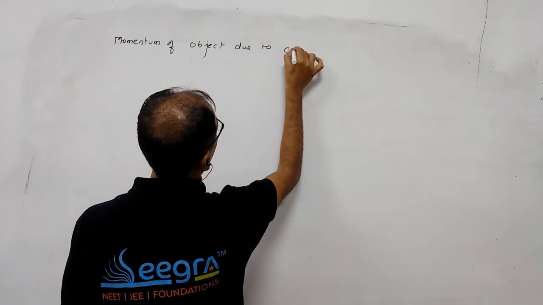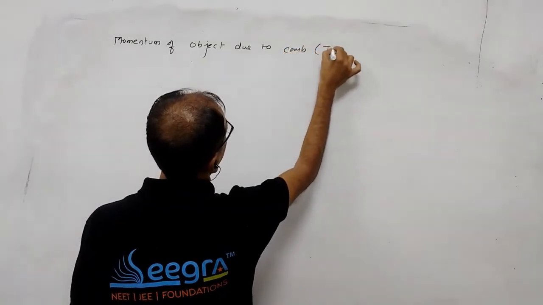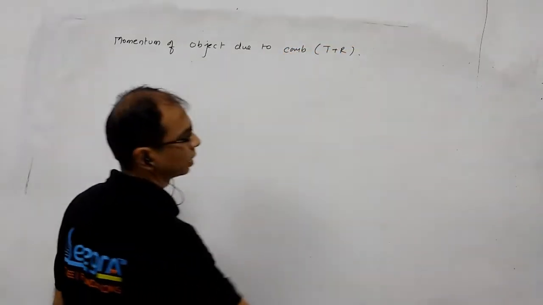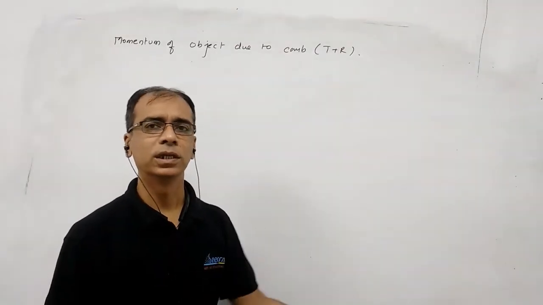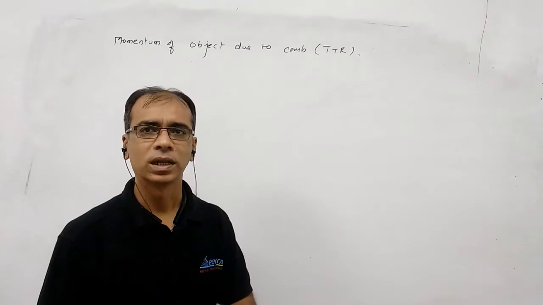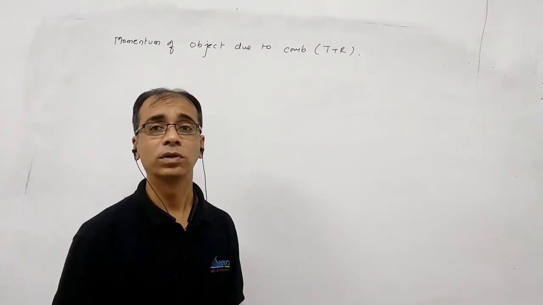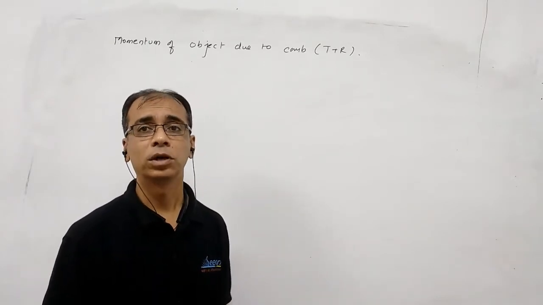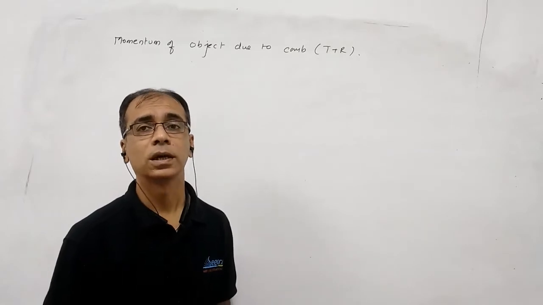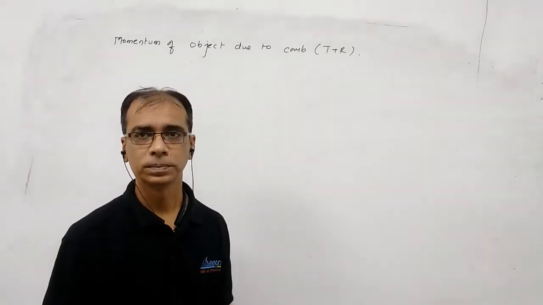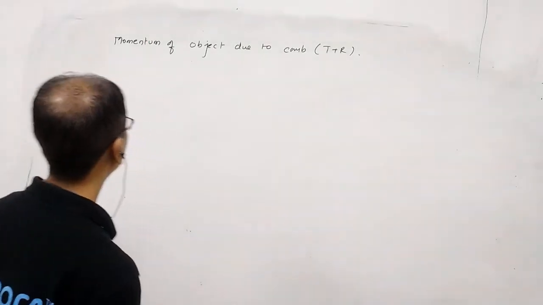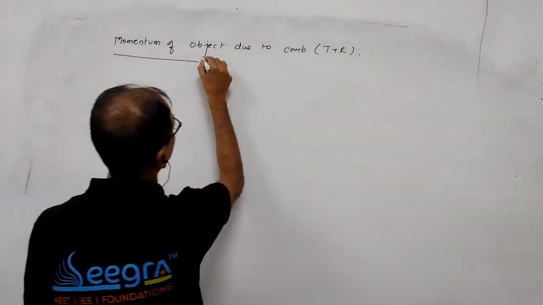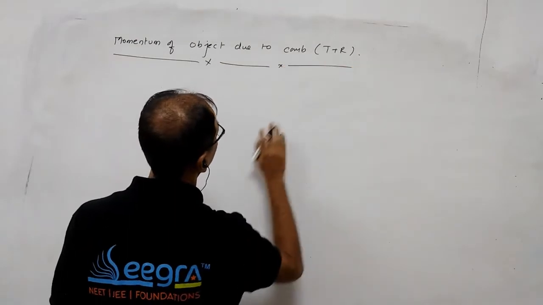Momentum of an object due to combining translation plus rotation. Okay. So I was saying that I am not going into the derivation of momentum, kinetic energy and angular momentum. It's not necessary to go for the derivation and derive the formula. But rather it's important for us to understand what it is and then use it. That's more important.